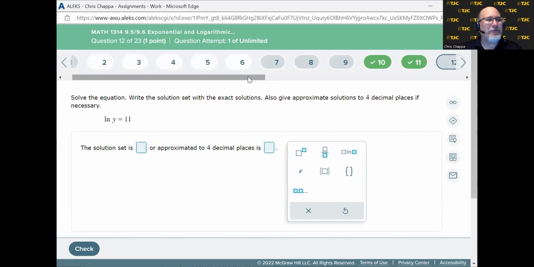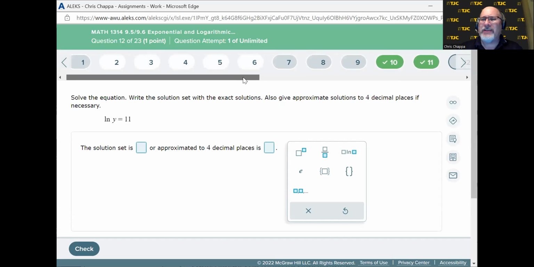That's not really any different. Do you remember the base for natural log? The base for natural log is the natural base e. And so what would this equation be if I wrote it in exponential form? 11 is the power that turns e into y.